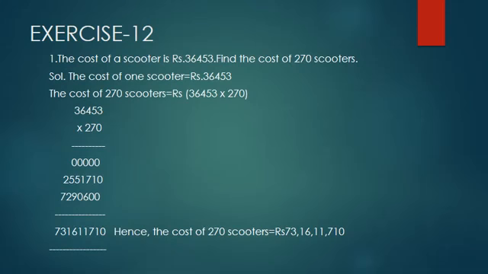So children, you have to write the steps like this. The cost of one scooter is equal to rupees, whatever is given, you have to write that down. Then the cost of 270 scooters, you have to multiply these two numbers. After multiplying, we will get the answer. The cost of 270 scooters is equal to 73 crore 16 lakh 11,710.